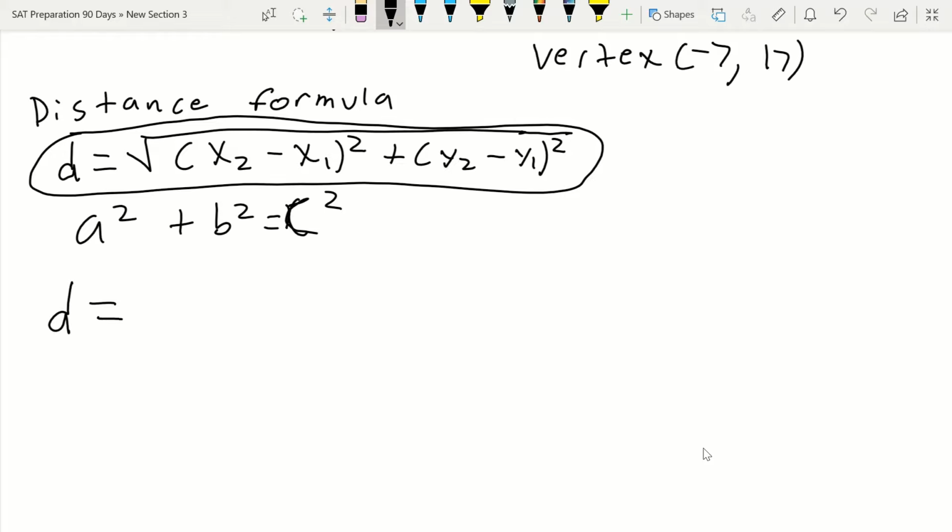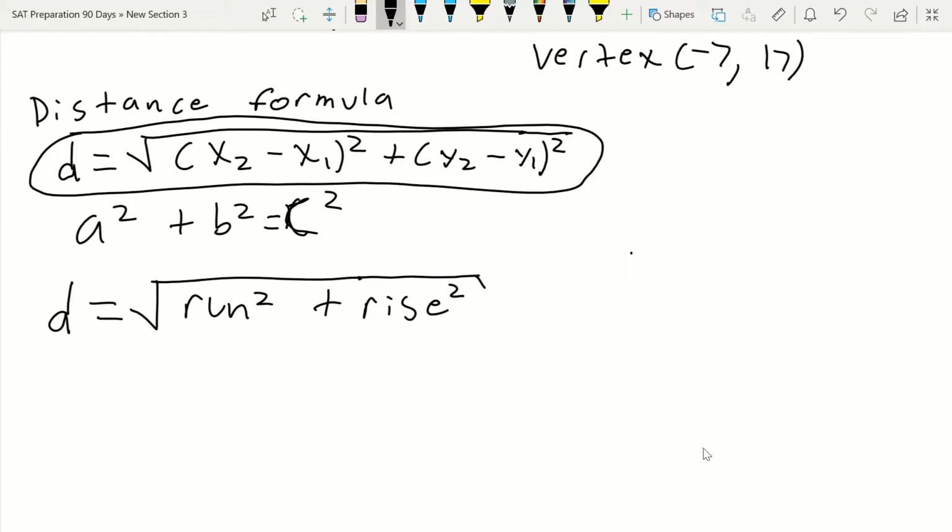That's going to be that d is equivalent to the distance between our x's, right? So that's going to be our run. So the square root of our run squared plus our rise squared, right? Because the difference between our y values is just how much we rise, and the difference between our x values is just how much we run.